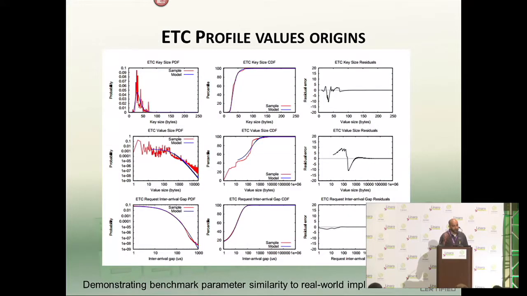Lots of fancy graphs. Kind of what this shows is based on all their analysis, the distributions that they chose. You can't really see it up here, but the blue line represents the distribution values that we have chosen in the benchmark, and the red line is the actual real world characteristic of the data.